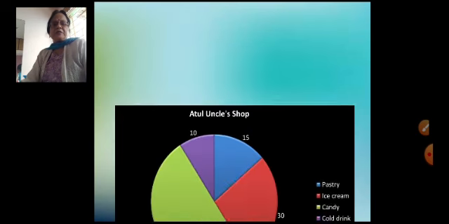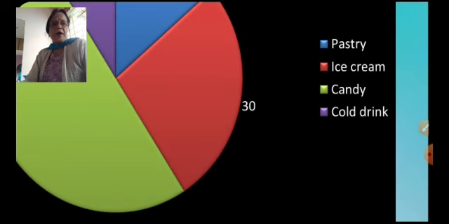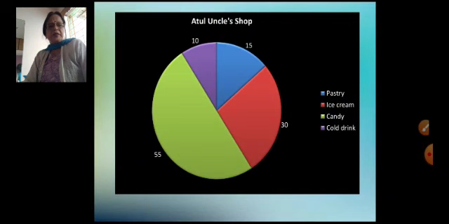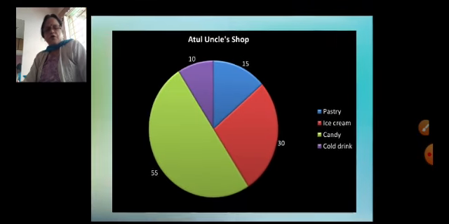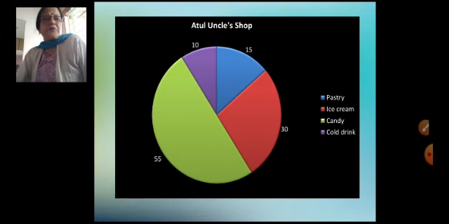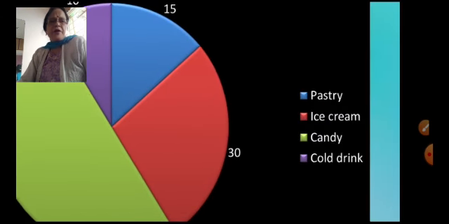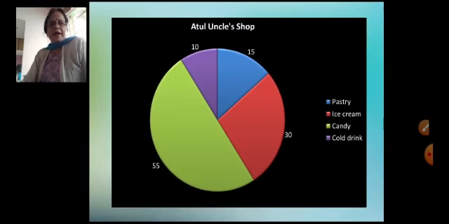Now we can see the circle graph of Atul uncle's shop. Here we can see 55 is the most, that is the candy. So candy covers the most area, and the least number, that is cold drink, covers 10, and like that 15 for pastry and 30 is ice cream.